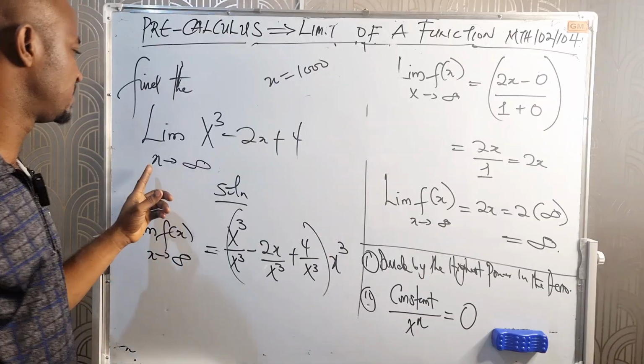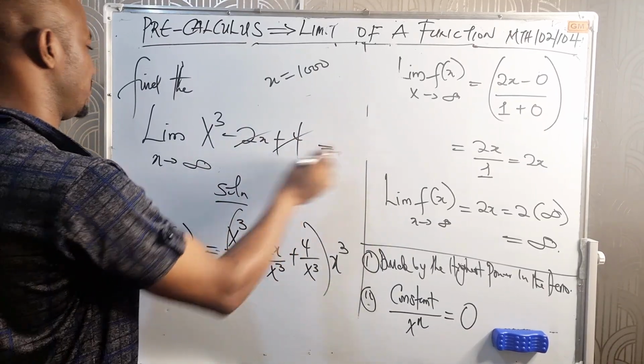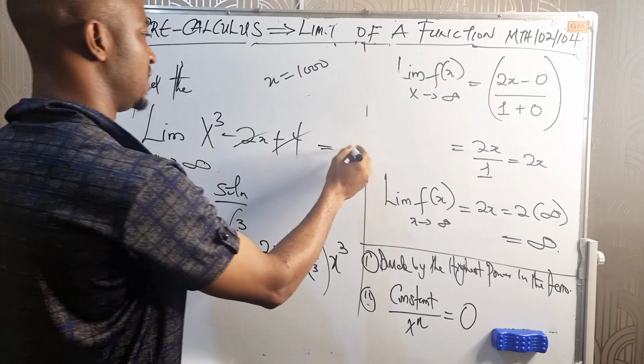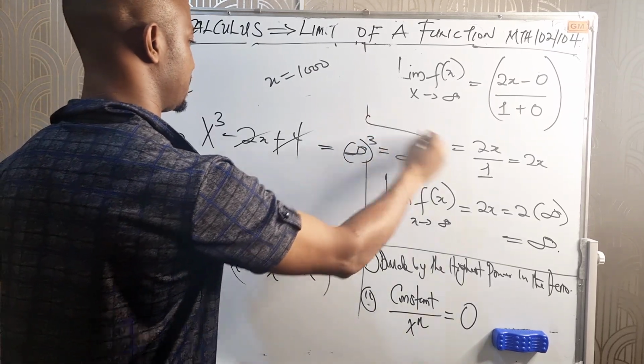So that means that if you are given this, just remove this from this. Let the value be infinity, your limit becomes what? Infinity to the power of 3. The answer is what? Somebody? Infinity. That is the answer.